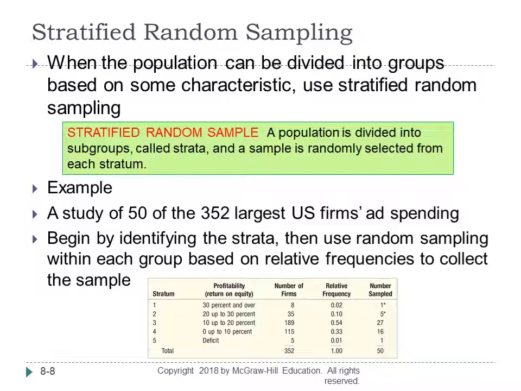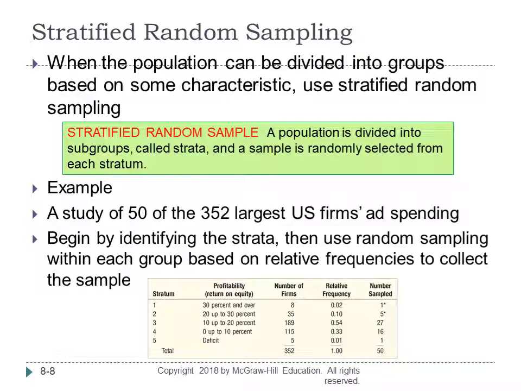Stratified random sampling. Here the population can be divided into groups based on some characteristic. Use stratified random sampling. We will see the definition, and then we'll look at an example of stratified random sampling. With stratified random sampling, a population is divided into subgroups called strata, and a sample is randomly selected from each stratum. Here is an example.